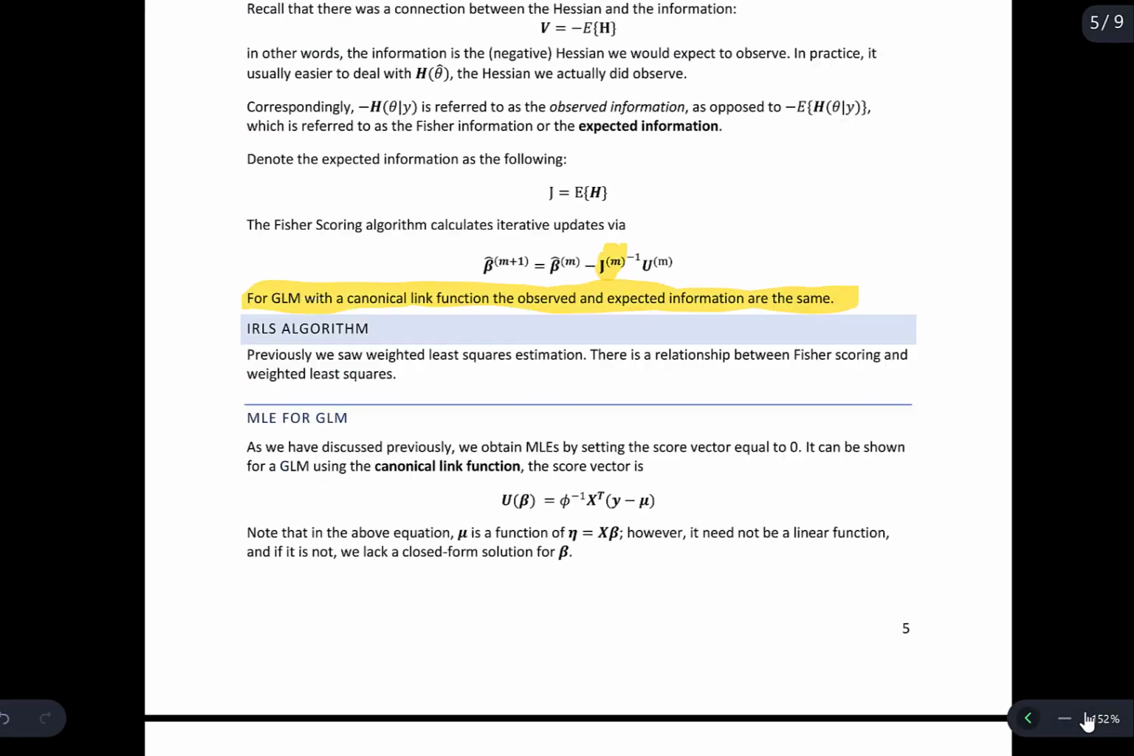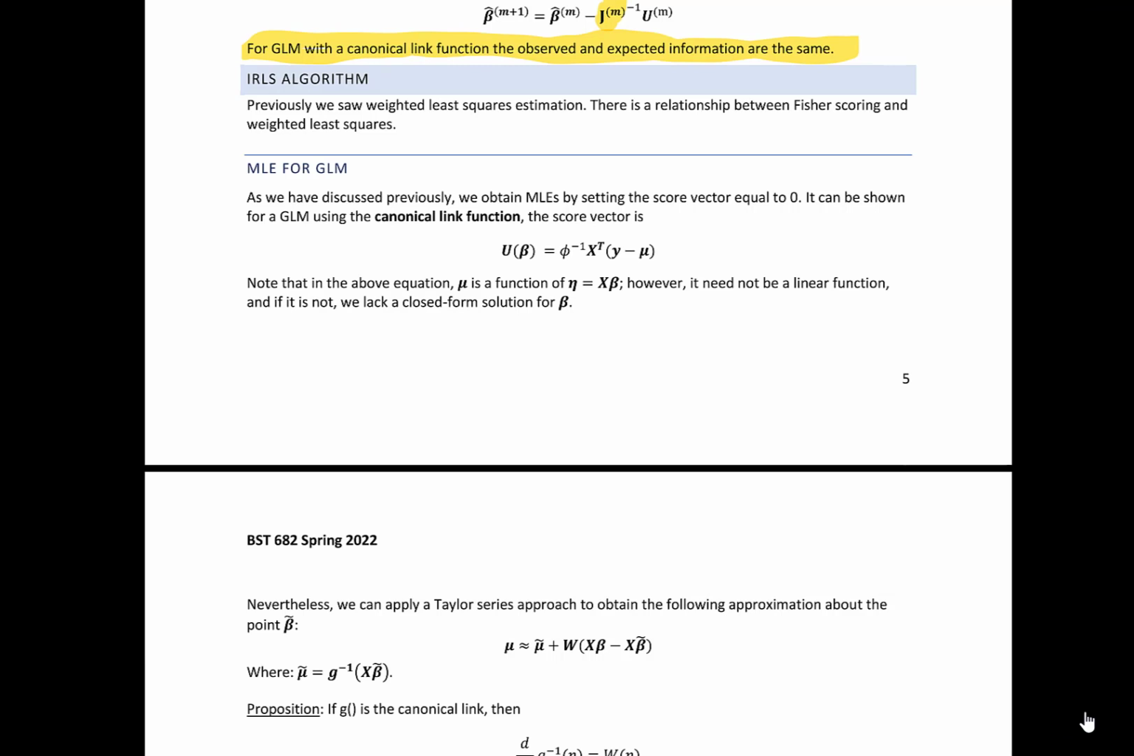Now the last one is the iterative least squares algorithm. Previously we saw weighted least squares estimation, and it ends up there's a relationship between the Fisher scoring and the weighted least squares. As we've discussed previously, we can obtain MLEs by setting the score vector equal to 0, and it can be shown for a GLM using the canonical link that the score vector can be written as follows.